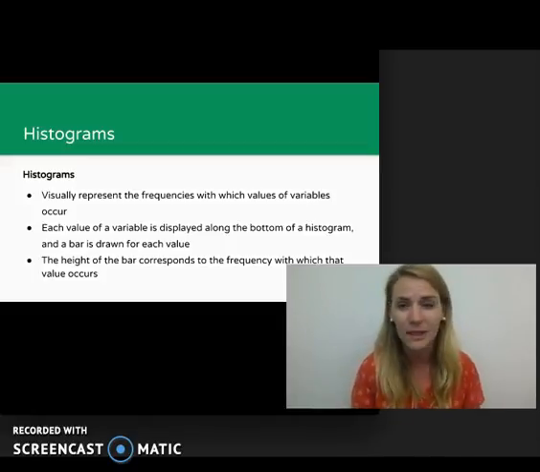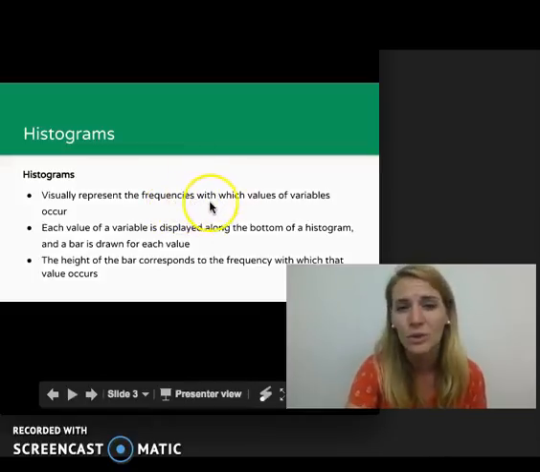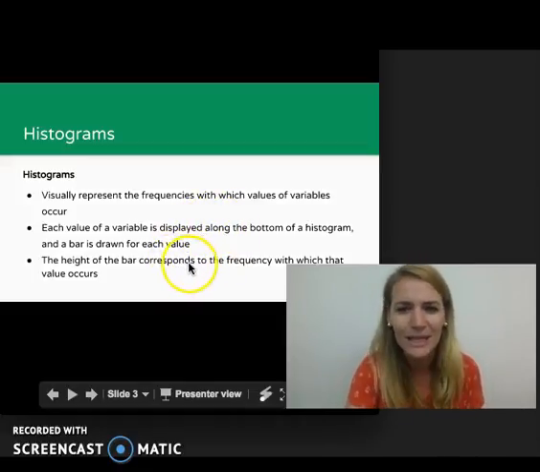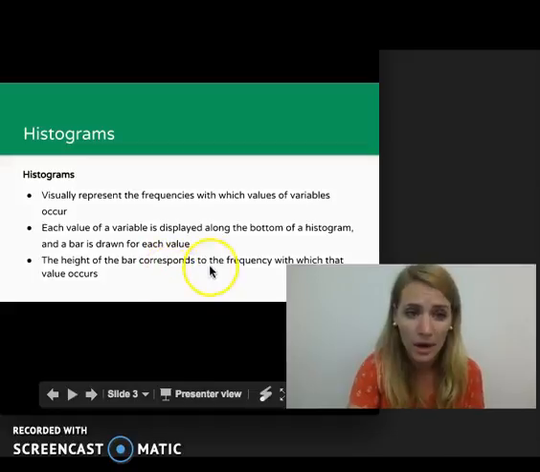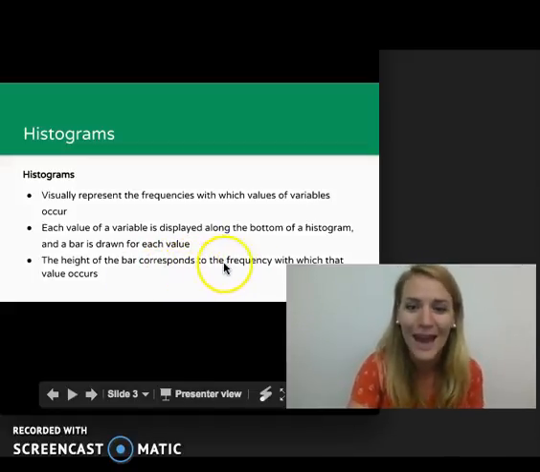So histograms kind of do three things. They visually represent the frequencies with which the values of variables occur. They also make sure that each value of the variable is displayed along the bottom of the histogram, and a bar is drawn for each value. And the last piece is the height of the bar corresponds to the frequency with which that value has occurred.